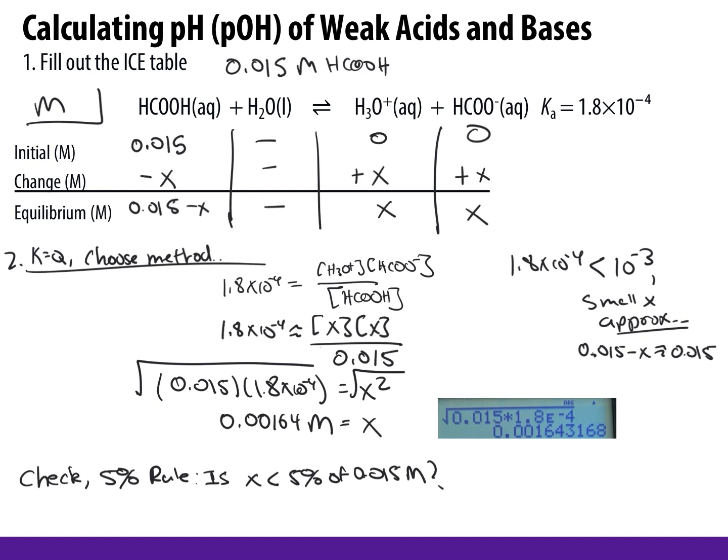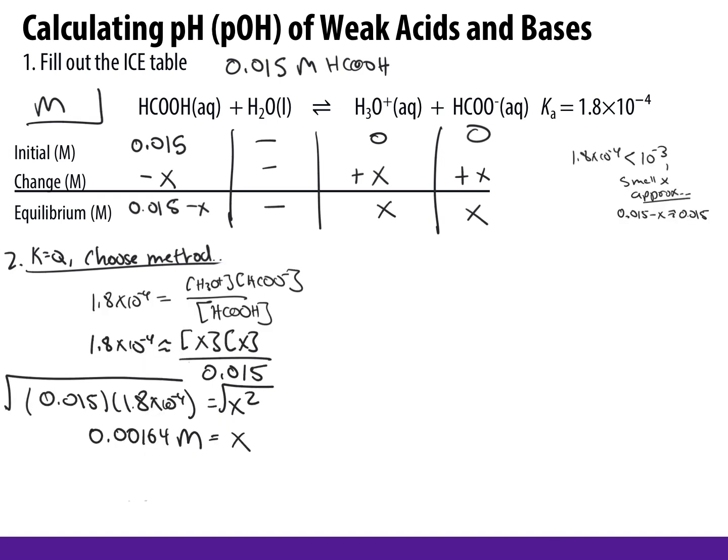And now I need to do my 5% rule check, as I always do when I make that small x approximation. So is x less than 5% of the thing I ignored? I assumed 0.015 minus x was about 0.015. Is that a good assumption? Well, 5% of 0.015 is 0.00075 molar. And our x is 0.00164. So that approximation failed. 0.00164 is a bit bigger than 0.00075.